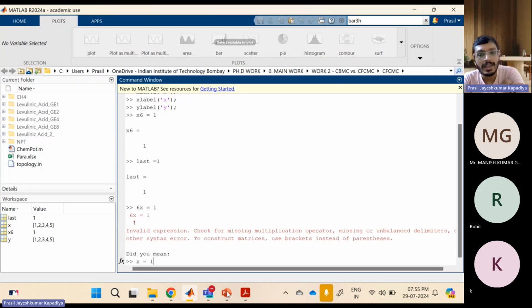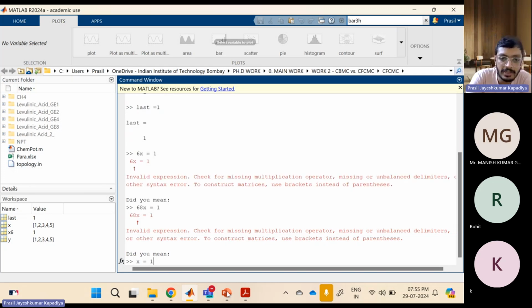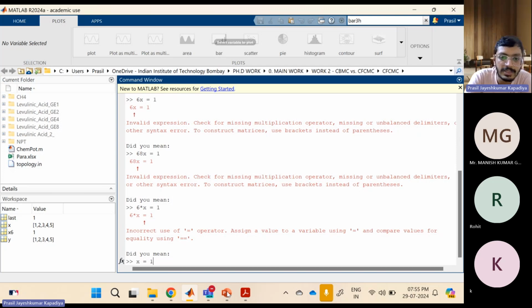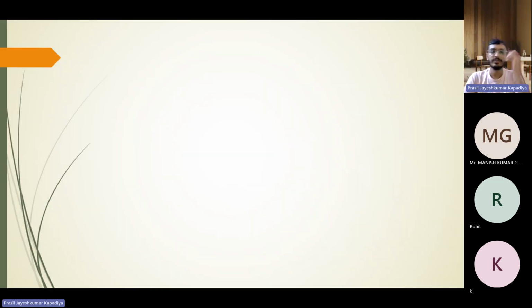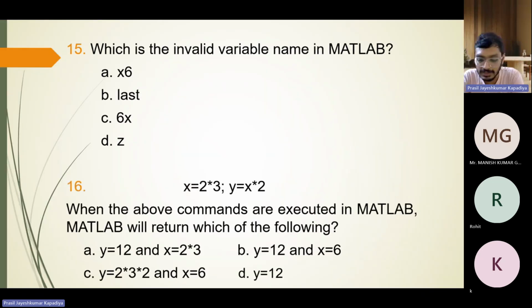6x is equal to 1. So that is not working. Can anyone tell me why it didn't work? 6x is equal to 1. The numerical part is coming in front. Yeah, that's why. I can't even write like this. Good. So we can't define it like this. Okay, next question.